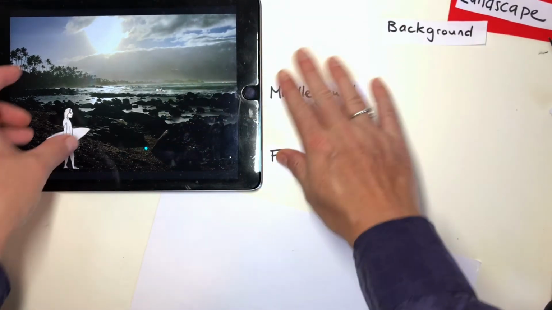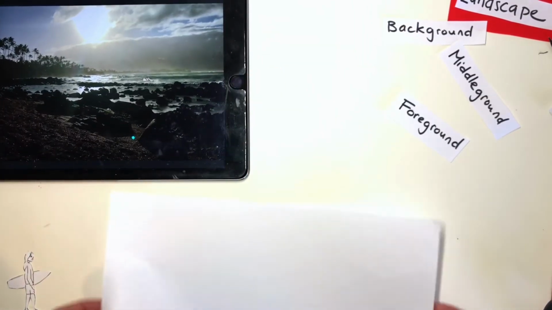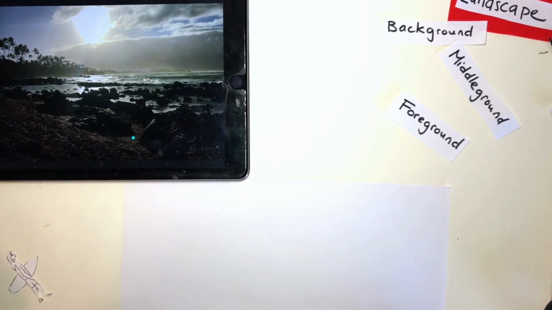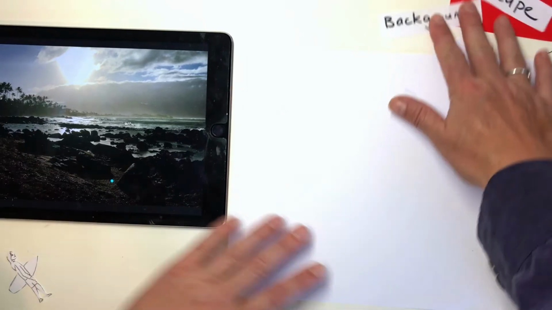Now, I'm going to make my own drawing inspired by this one. I've got my paper here, and here we go.